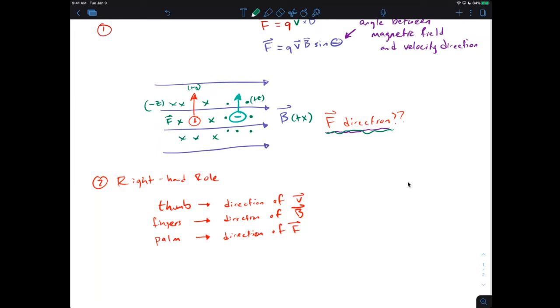Because you'll end up using your left hand. You put your thumb, magnetic field, pushing the opposite way, okay?